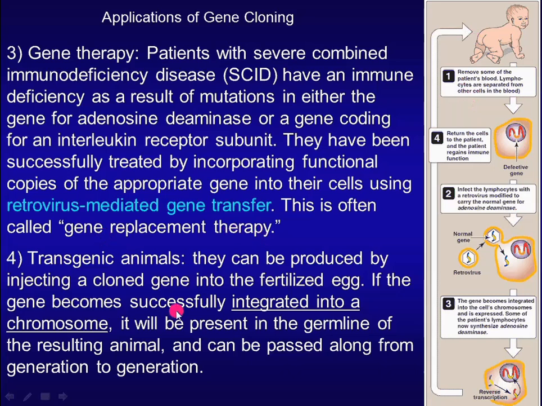Finally, gene cloning has been used to generate transgenic animals. Transgenic animals can be produced by injecting a cloned gene into the fertilized egg. If the gene becomes integrated into a chromosome, it will be present in the germline of the resulting animal and can be passed along from generation to generation.